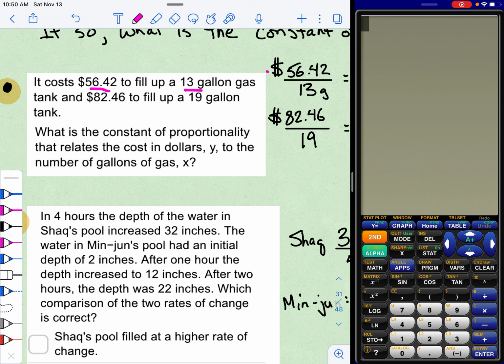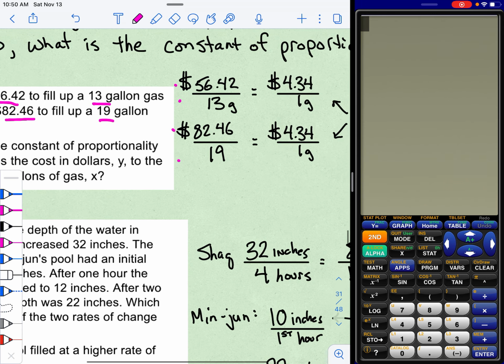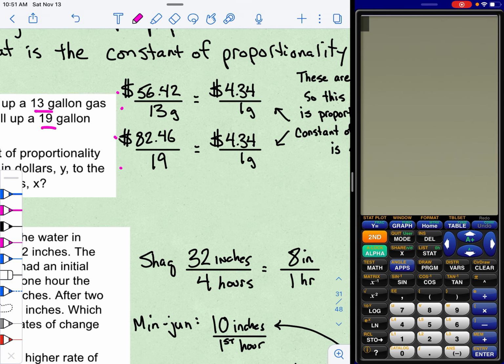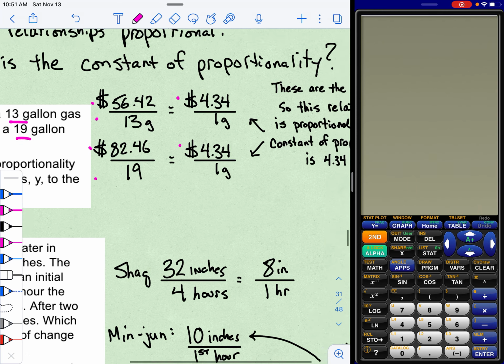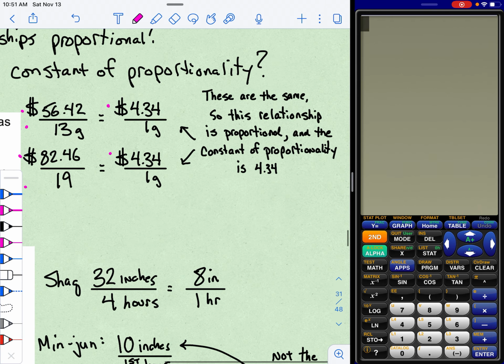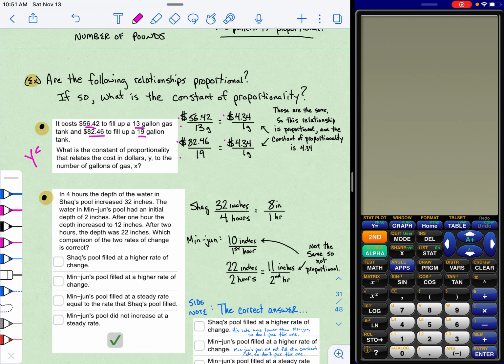So you'll notice that over here I just did a little division problem. Money divided by gallons. And then I took the other one, money divided by gallons, and I just did it again. Now I'm going to save the calculator work because I've already done it. I divided each one of those. I got 4.34 for the first one and 4.34 for the second one. And because they are the same, we call that constant of proportionality 4.34. And we would say, yes, this is proportional, right? This is proportional because that slope came out to be the same.